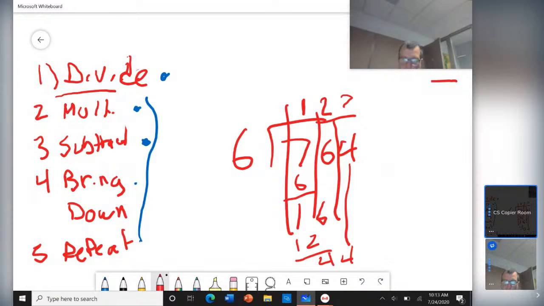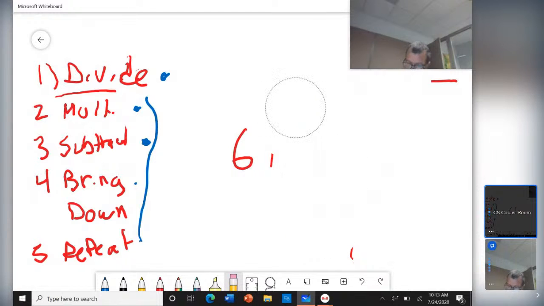So if you want, you can certainly use those lines, kind of like we did with multiplication, if it really helps you stay organized. If you're having a hard time basically figuring out the numbers, those lines certainly help.